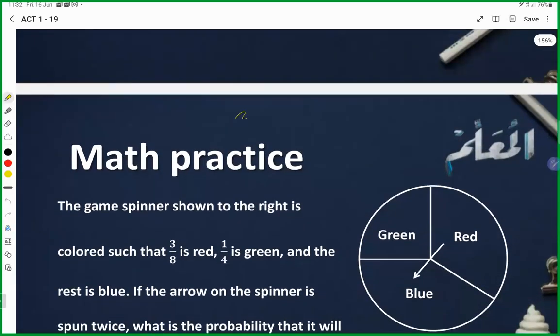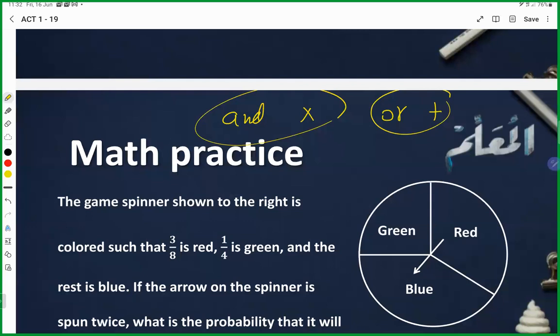When I say the word "and" in probability, it means multiplication. When I say the word "or", it means addition. Remember that. So check this question as an example.